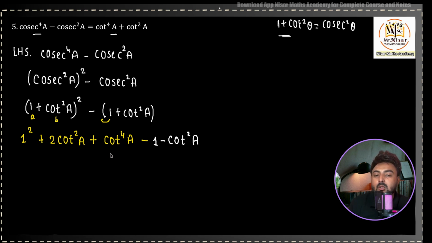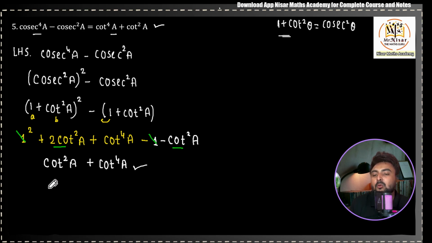Now what is remaining? See, plus 1 minus 1. Can I cancel it? 1 minus 1 will be 0. It is cancelled. Again, will anything be cancelled here? No. What is here? 2 cot square a minus 1 cot square a. So 2 minus 1 is going to become 1 cot square a. And what is here? Plus cot to the power 4a. Do we need to prove this only? Yes, this is only what we need to prove. For your better understanding, you can write first cot to the power 4a plus cot square a.